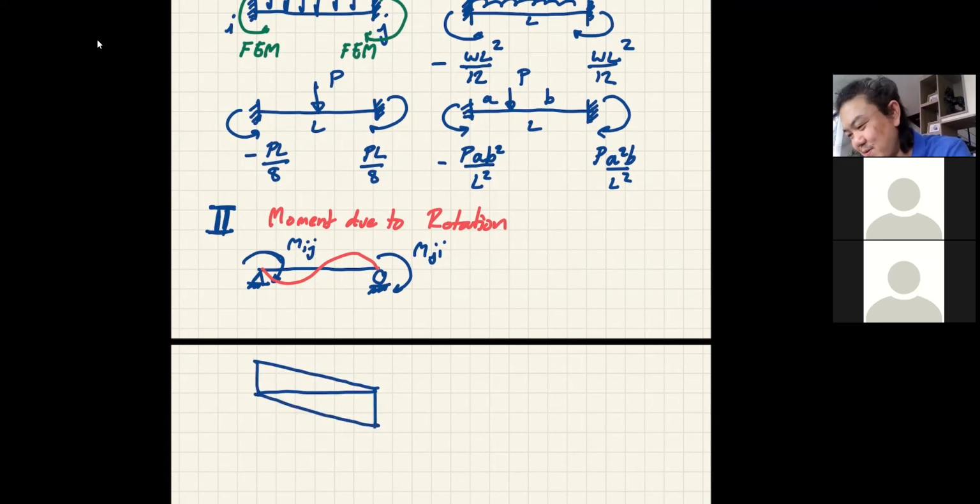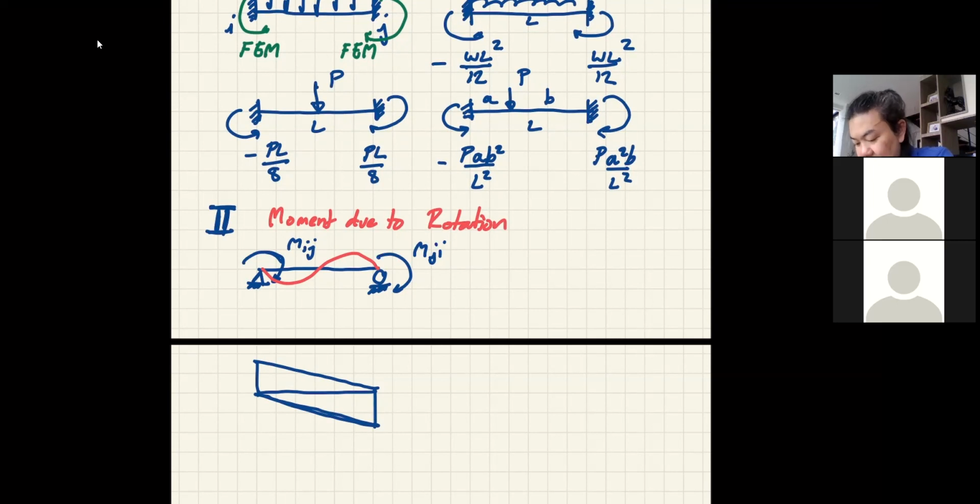It's supposed to be parallel. Okay, anyway, so that becomes the moment diagram. Now, the most useful diagram that we can use to calculate the displacement is the moment diagram over EI value, right? Or we call it the M over EI diagram.